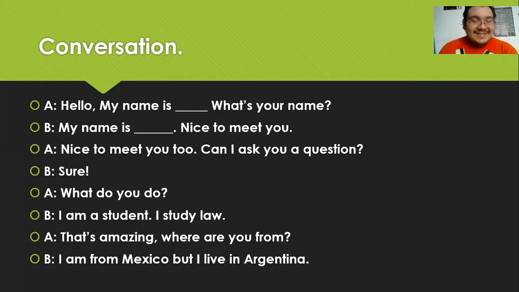I am a student. I study law. That's amazing. Where are you from? I am from Mexico, but I live in Argentina. Live, not live. Live. I live. Repeat, repítelo. I live in Argentina. Very good. That's it. Muy bien.